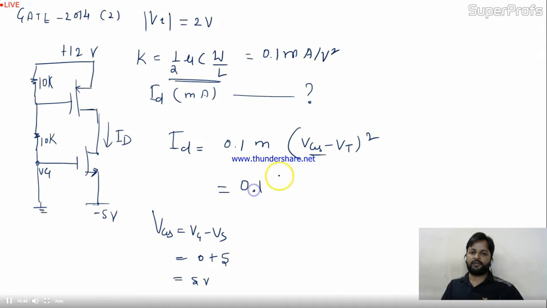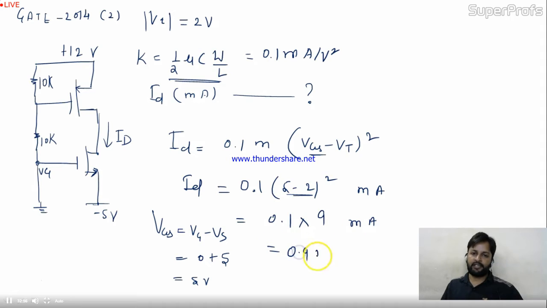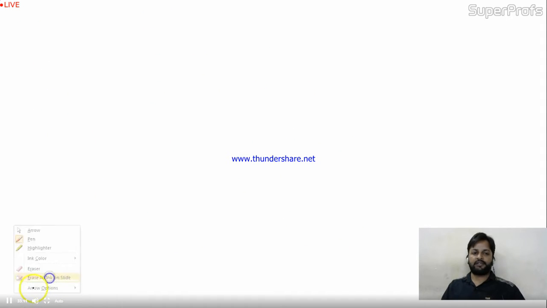So this is 0.1 into (5 minus VT, which is given 2) whole square milliampere. Current ID is 0.1 into this, which is 9 milliampere. So it will be 0.9 milliampere is your answer ID. So you have to write over there 0.9 only, not 0.0009, because they are asking in milliampere only. So this is again one easy problem. Let's come to the next one.